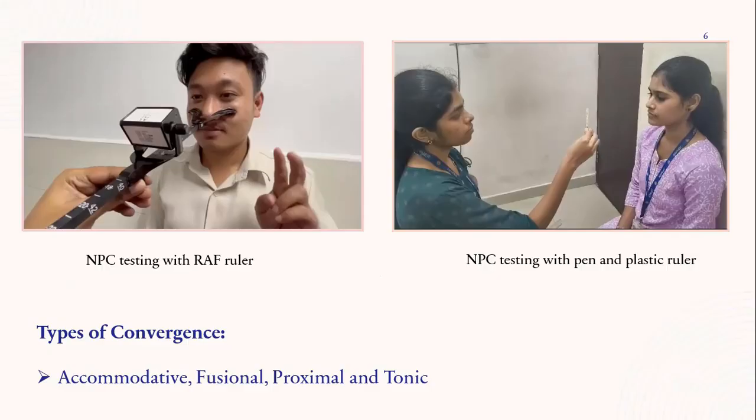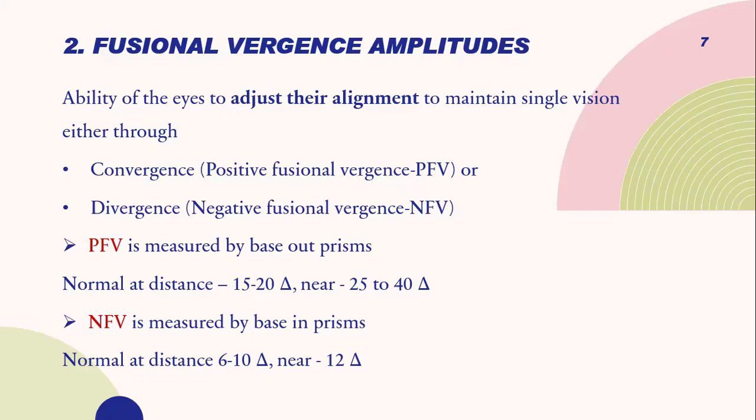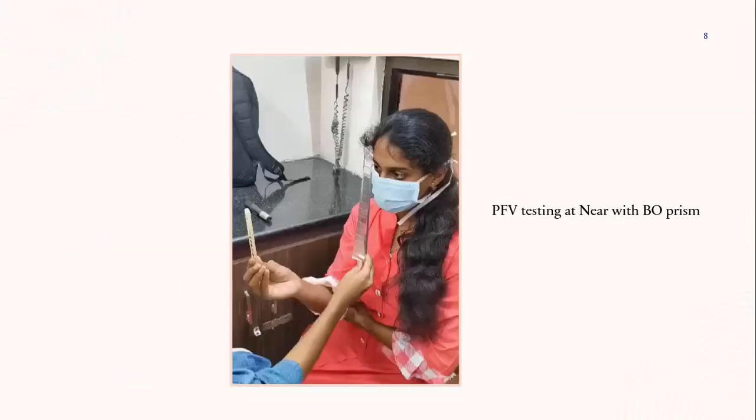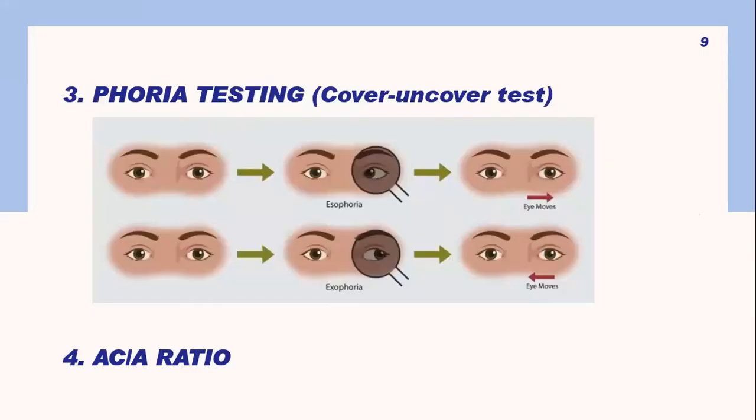And the vergence amplitudes also Dr. Sivagami has covered. So for convergence, we need to measure the positive fusional vergence amplitude. And for the divergence, we need to measure the negative fusional vergence amplitude using base out or base in prisms. This also we have seen. So after that, we can do a phoria testing to check for any underlying esophoria or exophoria and also measure the AC/A ratio.